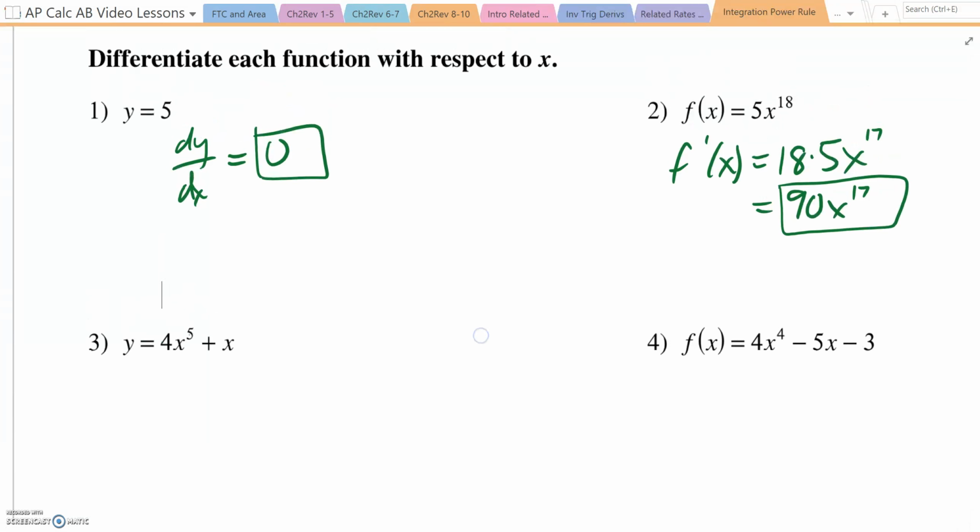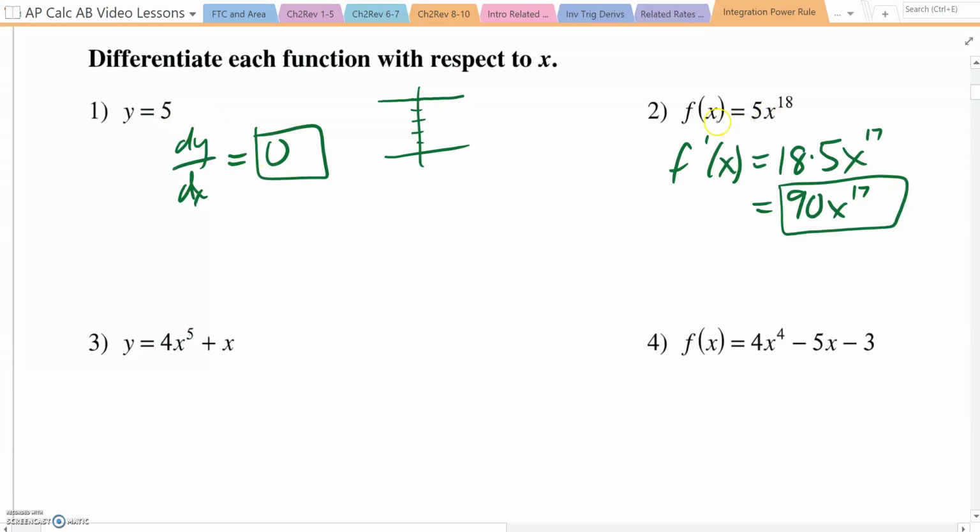All right, we're just working on some derivatives here. It says differentiate each function with respect to x. We've got a constant function, which of course we know is just something like this up here at y equals 5, and the slope is always 0. Remember, derivative is slope of the tangent line, so derivative of any constant is 0.